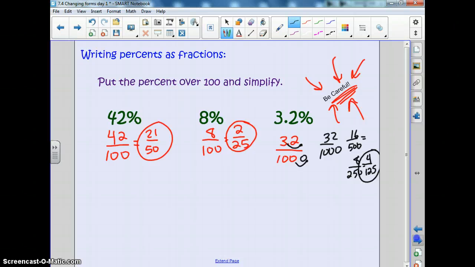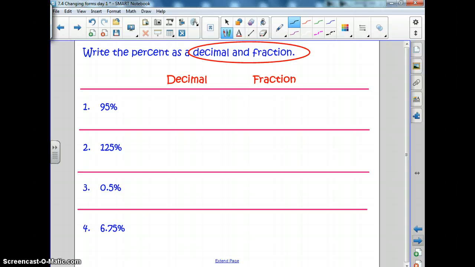Okay, we good on those? So far, so good? All right. What was the thing under the last problem? 125. The denominator is 125. All right, now your turn to do a couple of these. I'm going to pause the video.